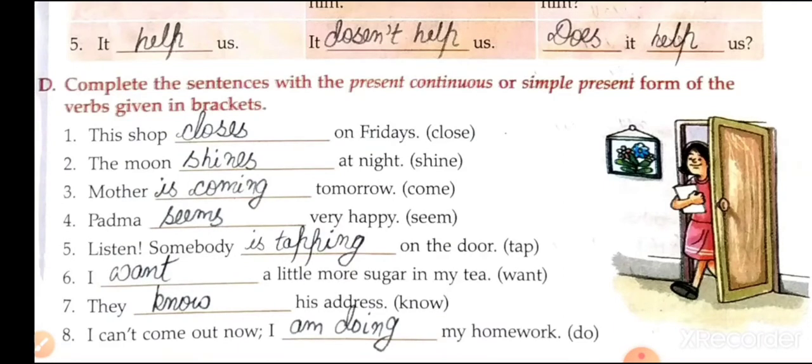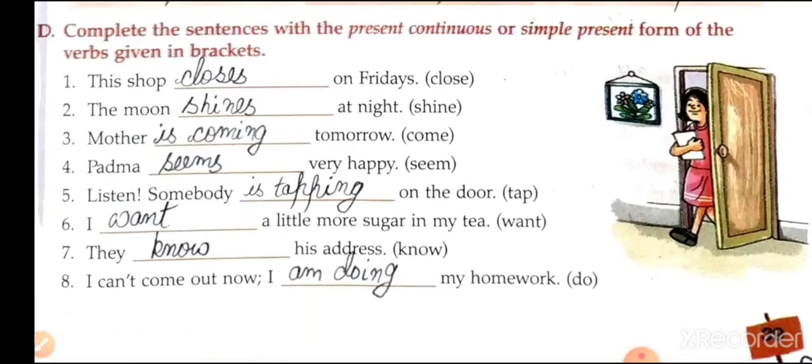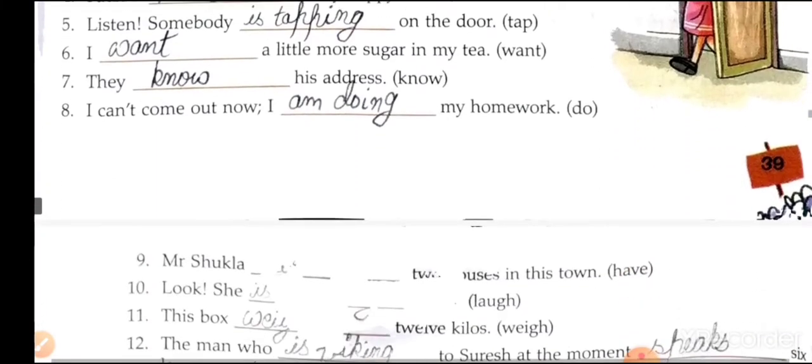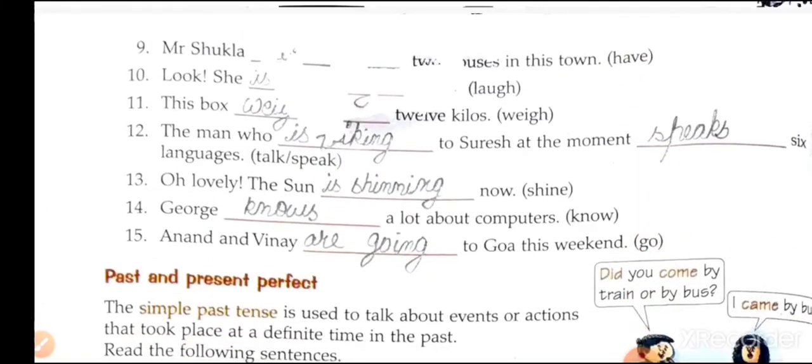Complete the sentences with the present continuous or simple present form of the verbs given in the bracket. This shop closes on Friday. The moon shines at night. Mother is coming tomorrow. Padma seems very happy. Listen, somebody is tapping on the door. I want a little more sugar in my tea. They know he's address. I can't come out now. I'm doing my homework. You can try the remaining yourself. It's very easy.